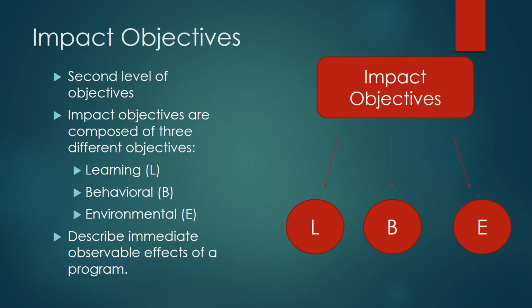Next, we have impact objectives. They are the second level of objectives and adhere to changes made in awareness, knowledge, attitude, skill, behavior, or environment after the implementation of a program. They are immediate observable effects of a program. There are three types of impact objectives: learning, behavioral, and environmental. The diagram represents the breakdown of the impact objectives. L standing for learning objectives, B stands for behavioral objectives, and E stands for environmental objectives. I will explain more in depth about these objectives in the slides that follow.